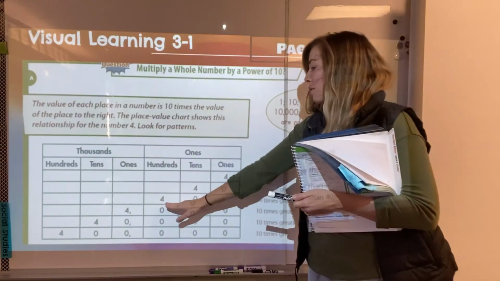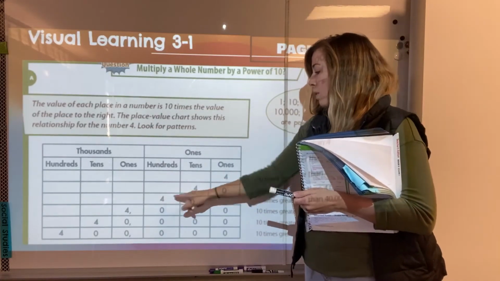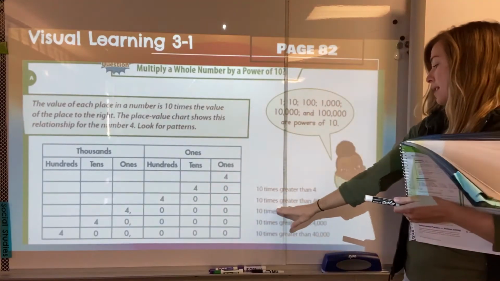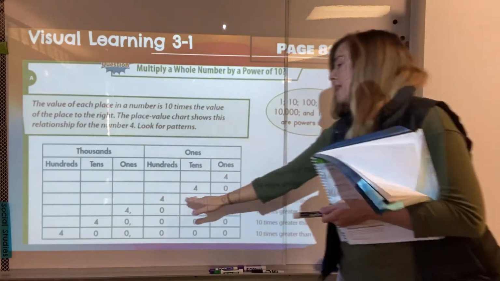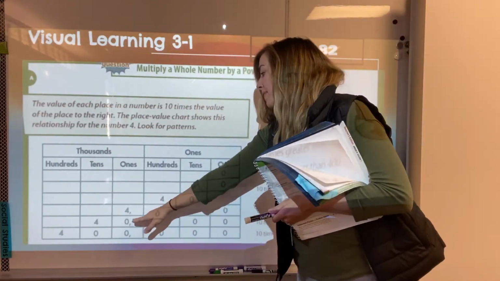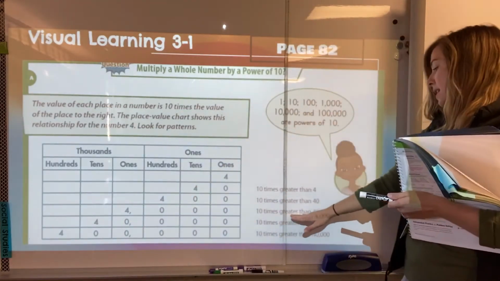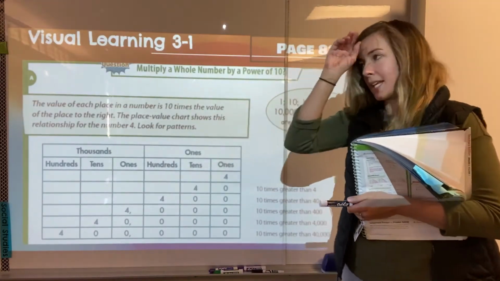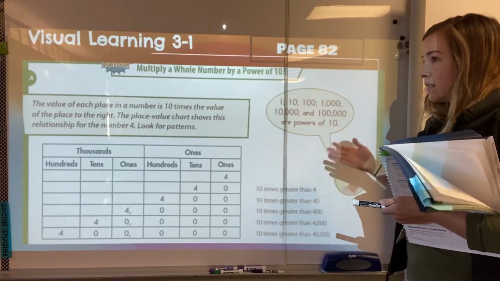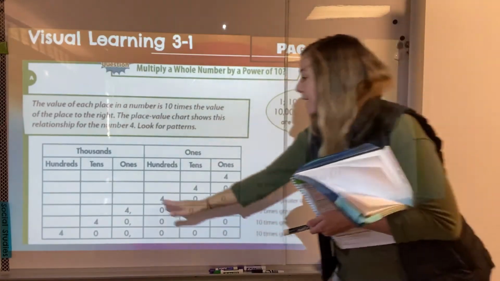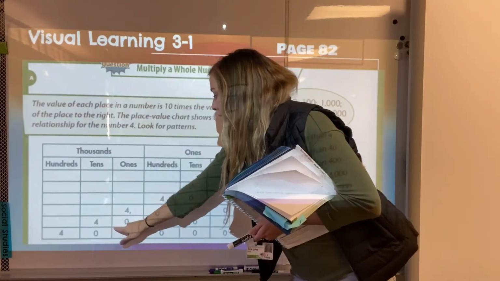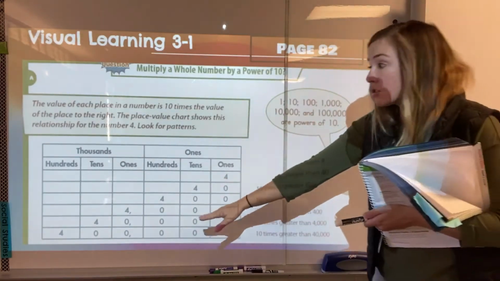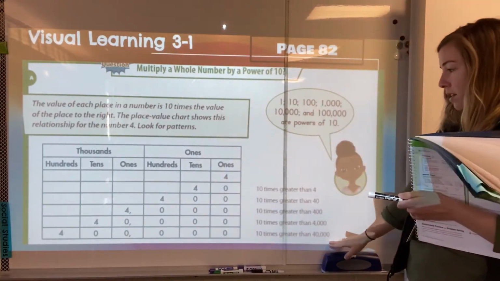Okay, well, when it moves over to the 100 spot, this 4 is 10 times greater than the 4 in the tens. So 400 is 10 times greater than 40. And then again, it's moving over to the 1,000s, and so 4,000 is 10 times greater than 400. So every time it's moving over 1, it's getting 10 times greater than the 1 to the right of it. Finally, it goes to the 40,000, and that is 10 times greater than 4,000. And then we have 400,000, and that's 10 times greater than 40,000.